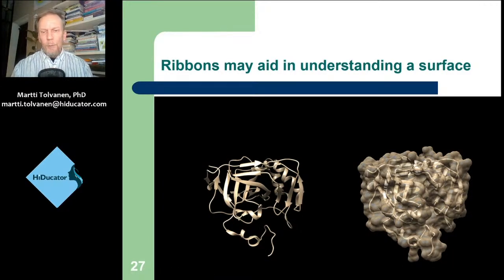And now if we have surfaces, we might combine these things to put a solid ribbon inside a semi-transparent surface. But this is a teaser image. We learn more about transparency when we start using Chimera and make our own visualizations.